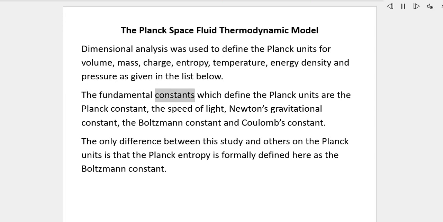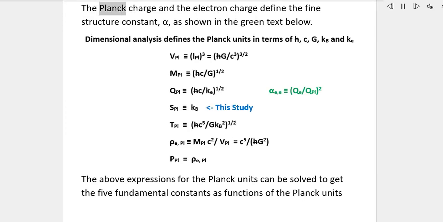The fundamental constants which define the Planck units are the Planck constant, the speed of light, Newton's gravitational constant, the Boltzmann constant and Coulomb's constant. The only difference between this study and others on the Planck units is that the Planck entropy is formally defined here as the Boltzmann constant. The Planck charge and the electron charge define the fine structure constant, alpha, as shown in the green text below.